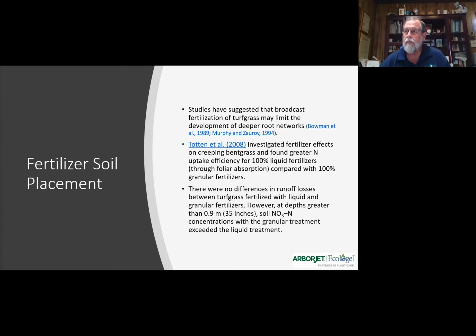We found with runoff that there wasn't a whole lot of difference between liquid and granulars in another study, but they found that there was greater leaching with granulars into the deep root zone, so that the liquids seem to be more efficient at being taken up by the roots as they move through the soil profile.